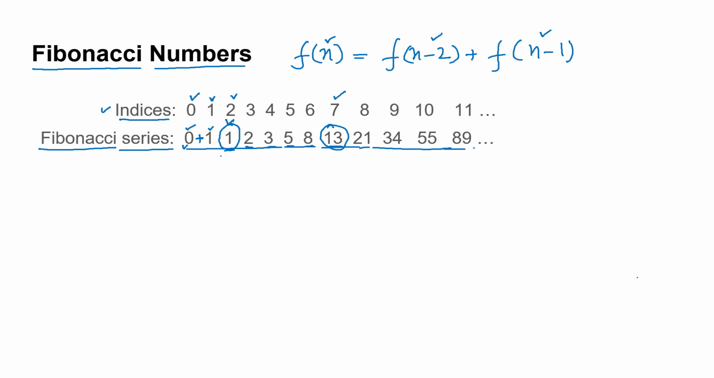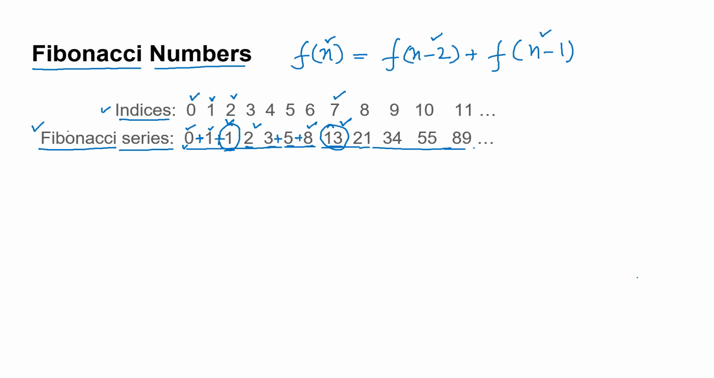The number 1 that you have at the third position is equal to 0 plus 1. The number at the fourth position is equal to 1 plus 1, which is 2. The number at the fifth position is 2 plus 1, 3. The number at the sixth position is 2 plus 3, 5. And so on and so forth. This number 8 is equal to 3 plus 5. The number 13 is equal to 5 plus 8. So that's how the Fibonacci sequence or series is formed.